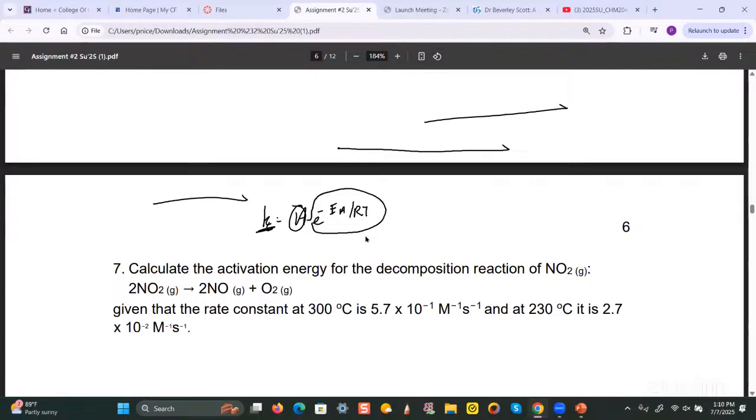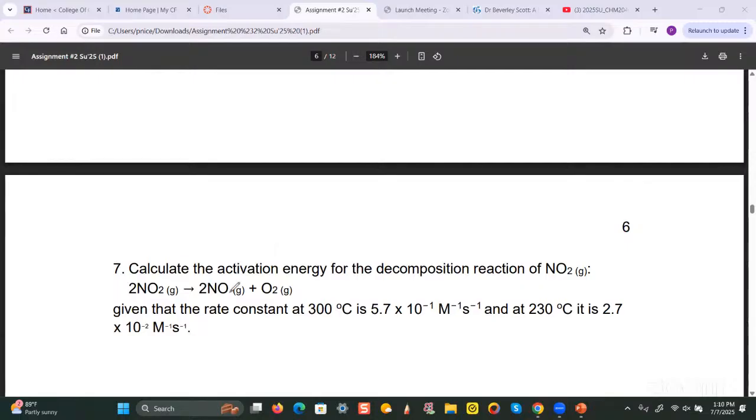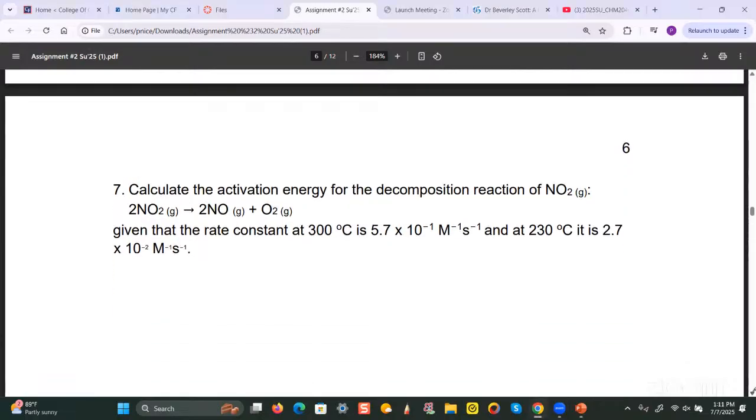Okay, now let's do the next question. This question says: calculate the activation energy for the decomposition reaction of NO2, and it gives you the equation. The rate constant at 300 degrees Celsius is 5.7 × 10^-1 s^-1, and at 230 degrees Celsius the rate constant is 2.7 × 10^-2. I'm going to scroll down here, as I'll need some space.